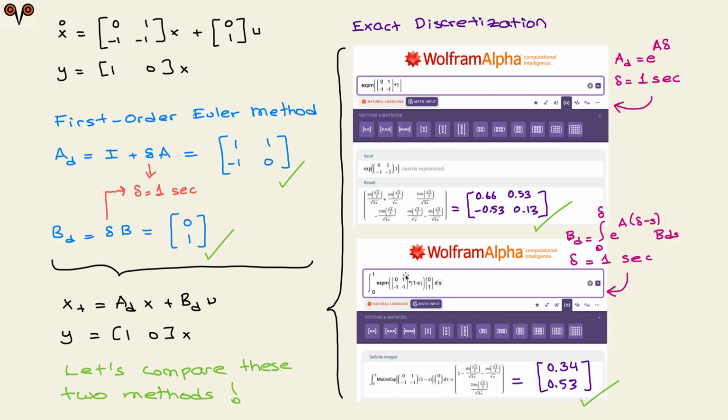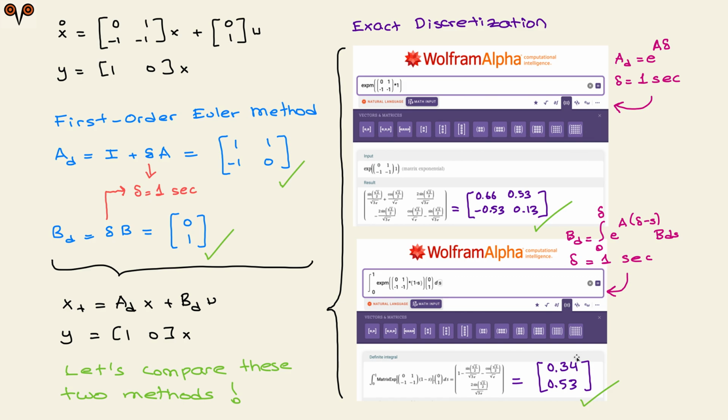Now here, I am also computing the BD matrix for the exact discretization method, taking the integral from 0 to delta. Delta is 1. Again, matrix exponential of A times (1 minus s), which stands for delta minus s. Delta is 1. B matrix and ds. You click here, and you get this result. Again, if you plug in numbers here, you are going to get 0.34, 0.53. So now, with the exact discretization, we arrive at the discretized system, with AD matrix being this one for the exact discretization, and BD is this.